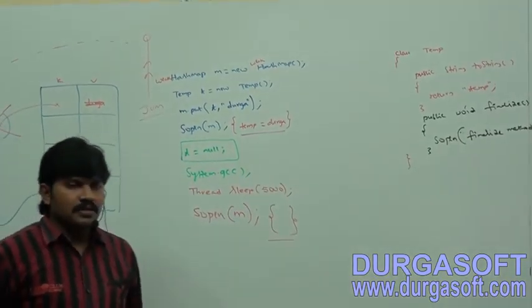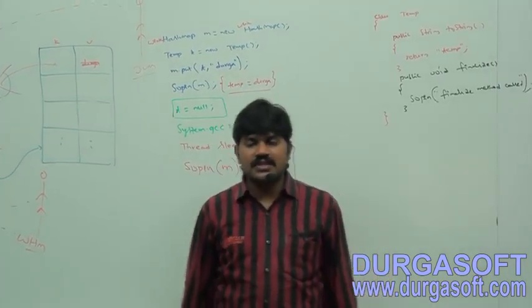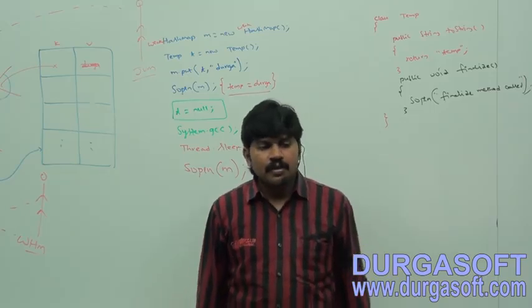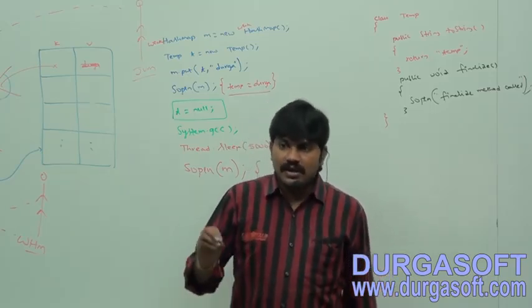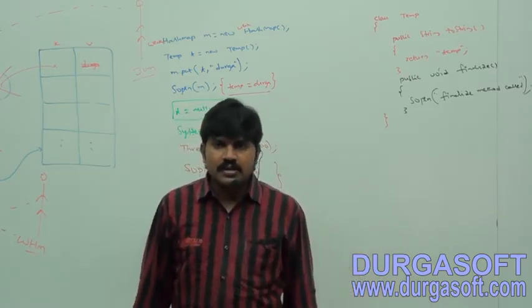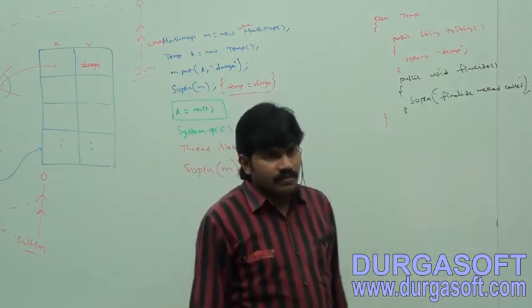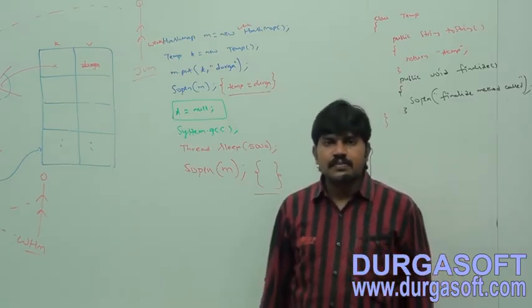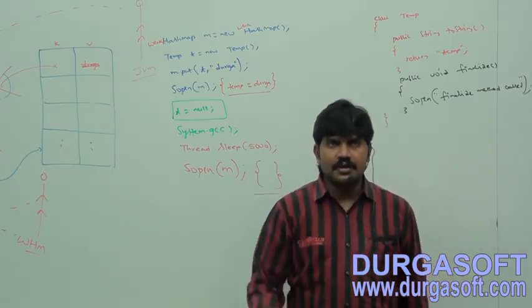WeakHashMap is exactly the same as a HashMap, except for the following difference.